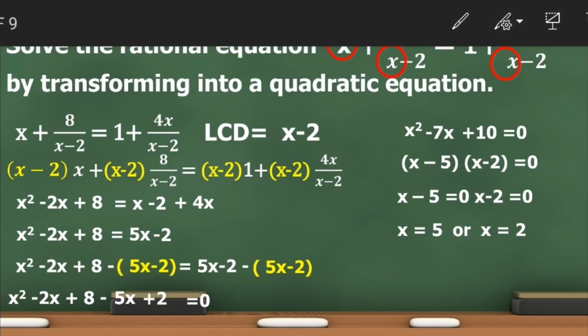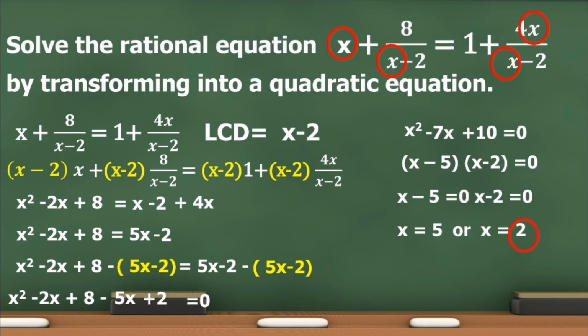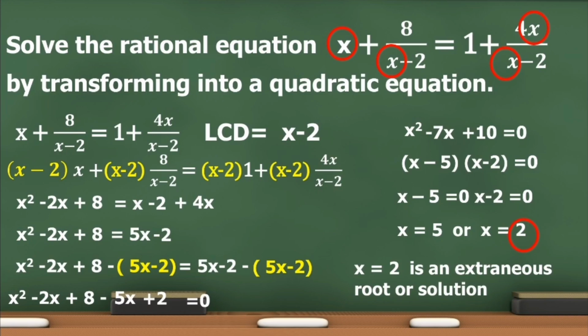Kapag naman class yung 2 ang sinubukan natin, mapapansin kaagad natin sa denominator na magiging 2 minus 2, and 2 minus 2 is equal to 0. Therefore, undefined siya or not exists. Kahit itry natin sa calcu kung ang denominator natin class is 0, mag-error lang yung sagot natin. Kaya naman yung x equals 2 is an extraneous root or solution. An extraneous root or solution is a solution of an equation derived from the original equation. However, it is not a solution of the original equation.